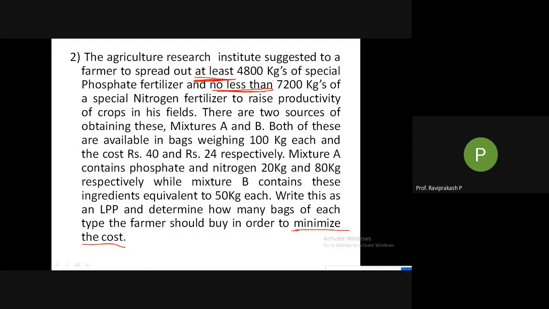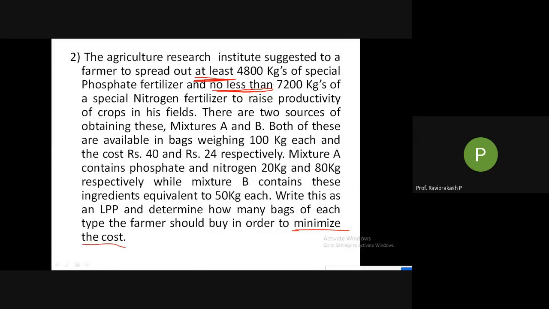If you want, you can mark in your books as well. You can underline at least and no less than. I'll tell you why after formulation, or you will get to know why these things are marked as important. Try to make a box or tabular columns stating all these things.